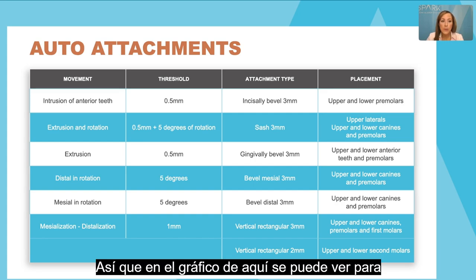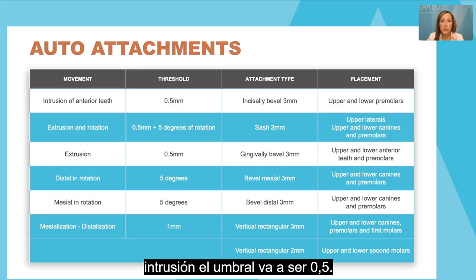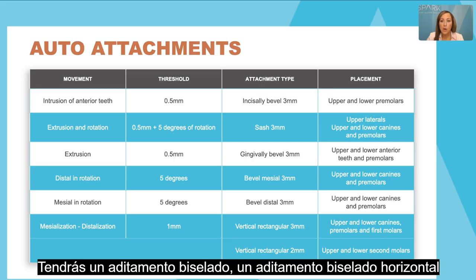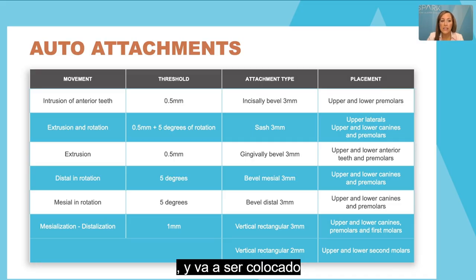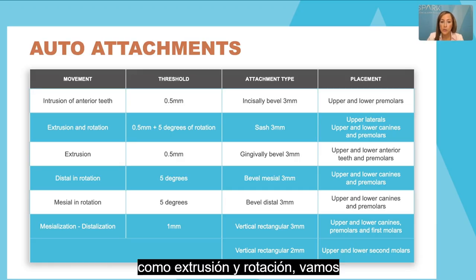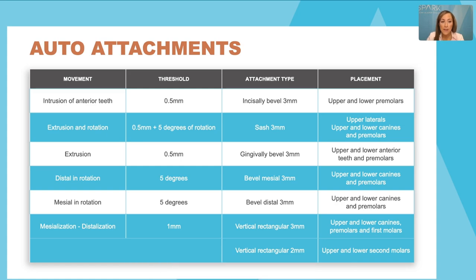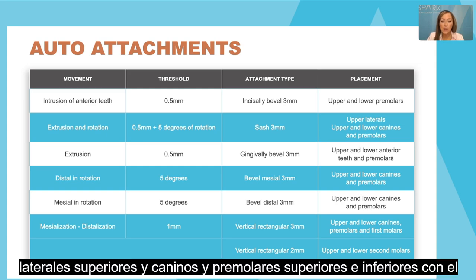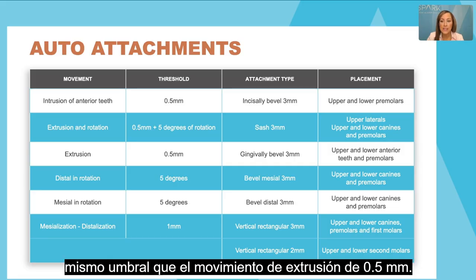So on the chart here, you can see for intrusion, the threshold is going to be 0.5 millimeters, and you will have a beveled attachment, a horizontal bevel attachment, and it's going to be placed on the upper and lower molars. When it comes to our combination of movements like extrusion and rotation, we're going to use the sash attachment. The threshold is going to be 0.5 millimeters of extrusion and 5 degrees of rotation. This attachment is going to be placed on the upper laterals and upper and lower canines and premolars with the same threshold as the extrusion movement of 0.5 millimeters.